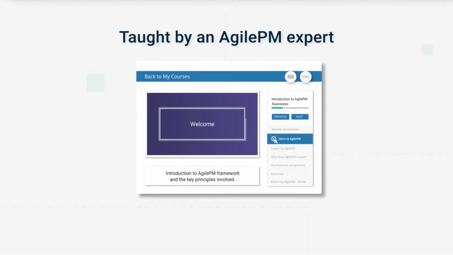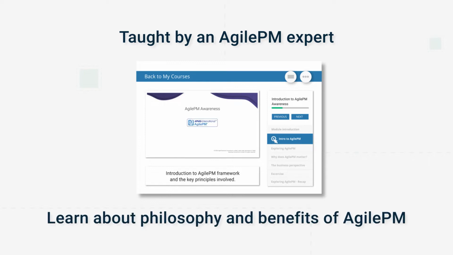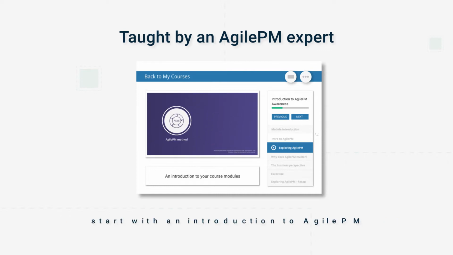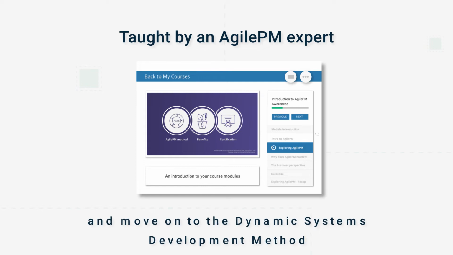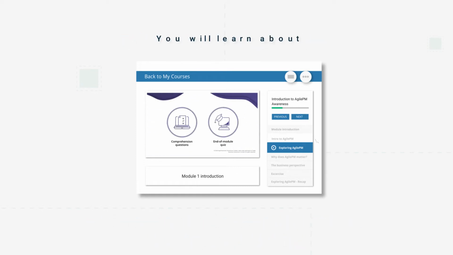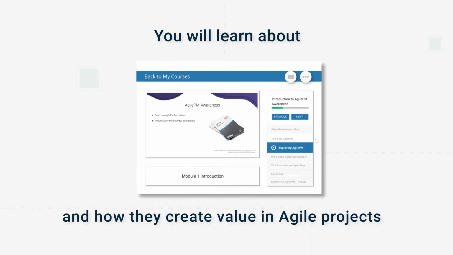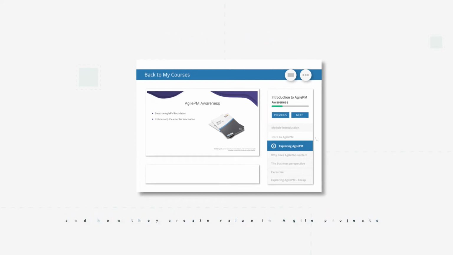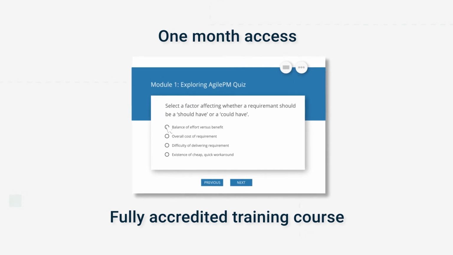Taught across 7 modules by a project management expert, this course will familiarize you with the philosophy and benefits of AgilePM. You'll start with an introduction to Agile project management before moving on to the dynamic systems development method. You'll also learn the principles, roles, responsibilities, processes, and approach of the DSDM and how they create value in Agile projects. Once you begin training, you'll have access to over an hour's worth of course material.